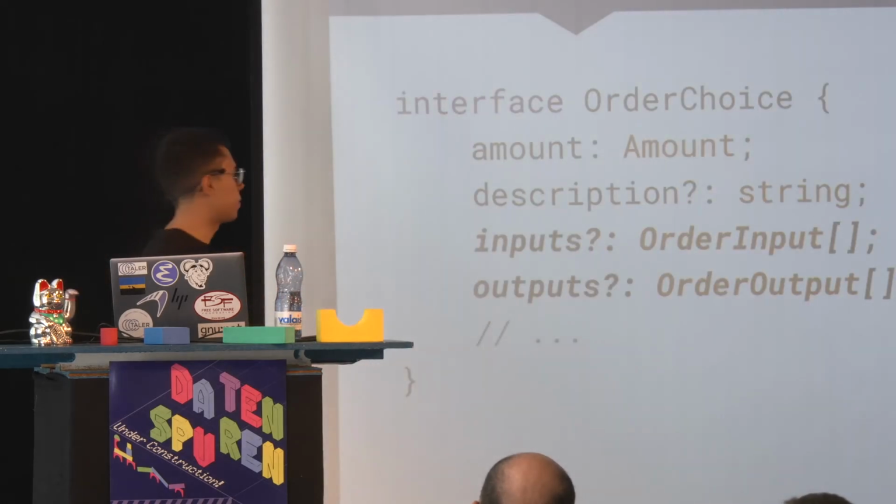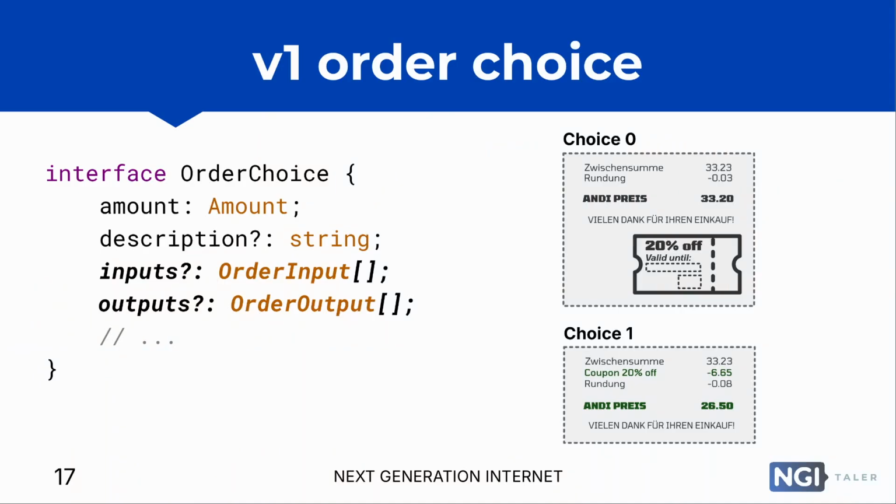So going a bit deeper into the choices. A choice is an amount, a description, so you can tell this is the regular price, this is the 20% discounted price. And then you have inputs and you have outputs. And those are where you put the tokens. You declare what you need and what you're getting after you purchase. So here, for example, in this ticket, you would pay the full price, and then you get a ticket that you can cut from the ticket and then use it the next day. Or you can have a choice where you are using an existing 20% off that you have, and then you pay less. So those would be the two choices that you would be given by the merchant.